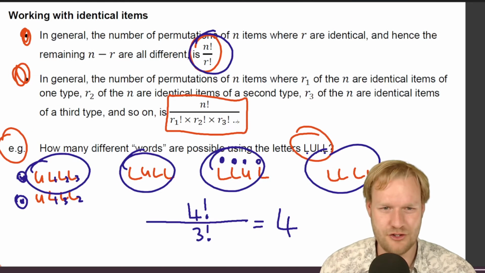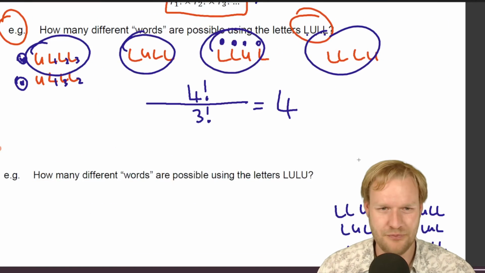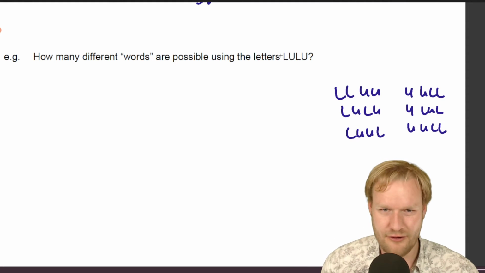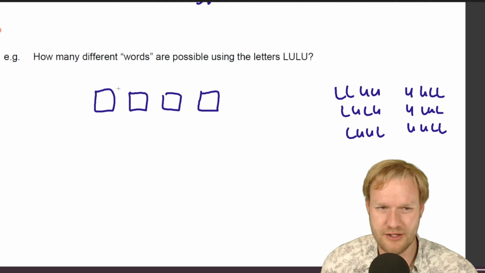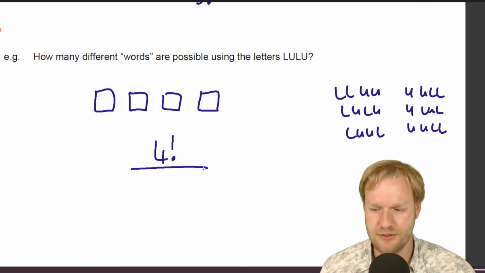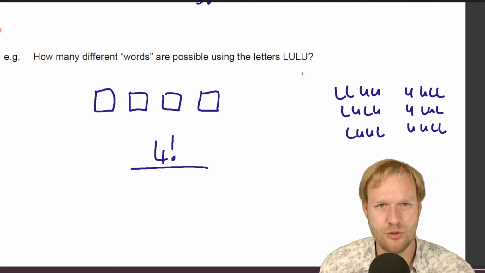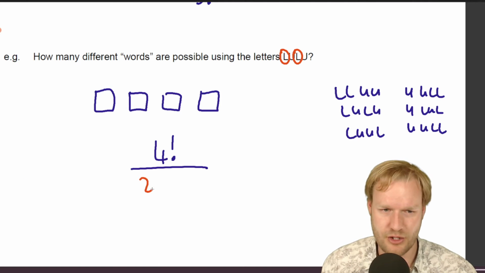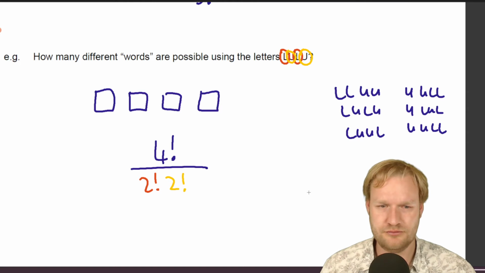So now we're going to use version 2 of the formula, this one over here. There are 4 letters, so in our previous example, we thought there were 4 things to fill in. So we're going to put 4 factorial on the numerator. Now on the denominator, we're going to look at all the possible things that could be repeated. There are 2 L's, so we're going to write 2 factorial. Then there are 2 U's, so we're going to multiply that by 2 factorial.